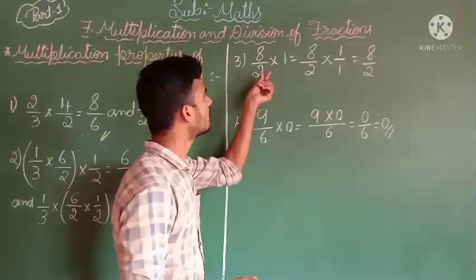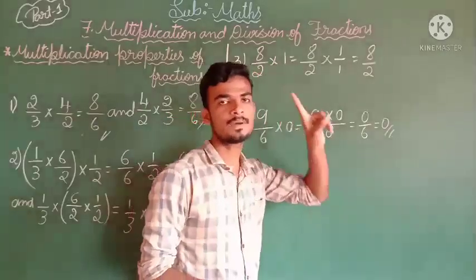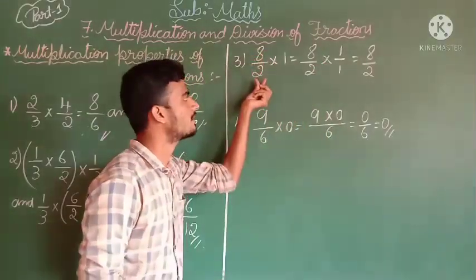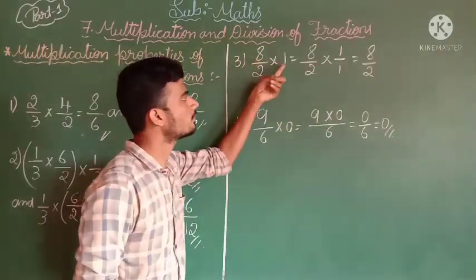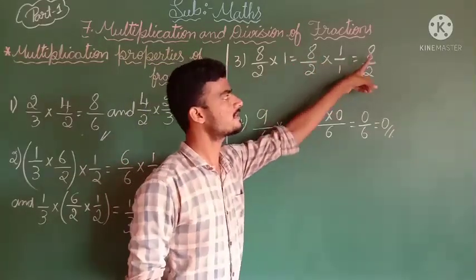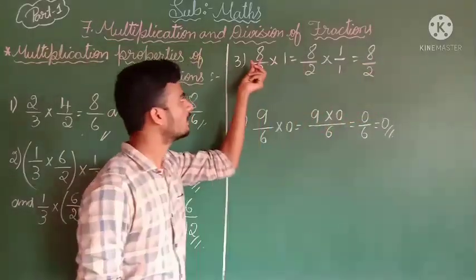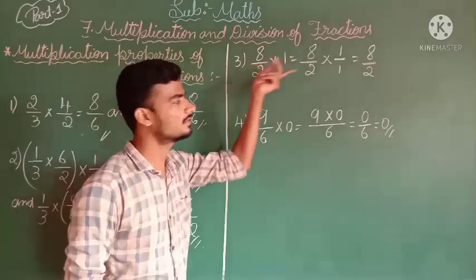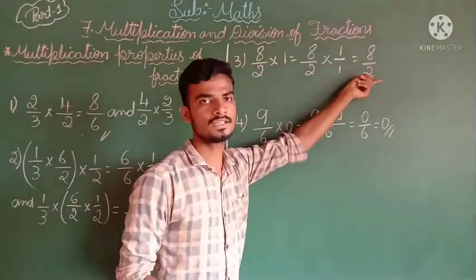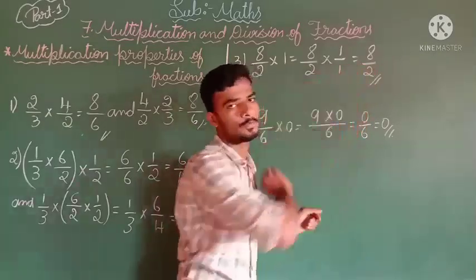While we are multiplying a fraction with the number 1, we will get the fraction itself. See, 8 by 2 into 1, which is equal to 8 by 2 into 1 by 1. 8 1s are 8, 2 1s are 2. See, 8 by 2 itself we got. The fraction they have given in the question is the product of this question. Okay, this is our third property.